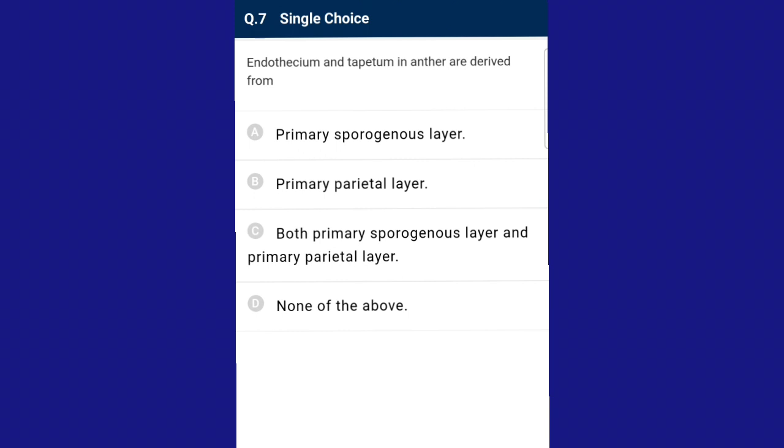Question number 7. Endothecium and tapetum in the anther are derived from. Endothecium and tapetum in the anther are derived from the primary parietal layer. Primary parietal cells divide to form two layers of secondary parietal cells. The outer layer of secondary parietal cells differentiates to form endothecium, and the inner layer of secondary parietal cells divides to form two layers, one which forms a middle layer and the other forms tapetum. The answer is option B, primary parietal layer.